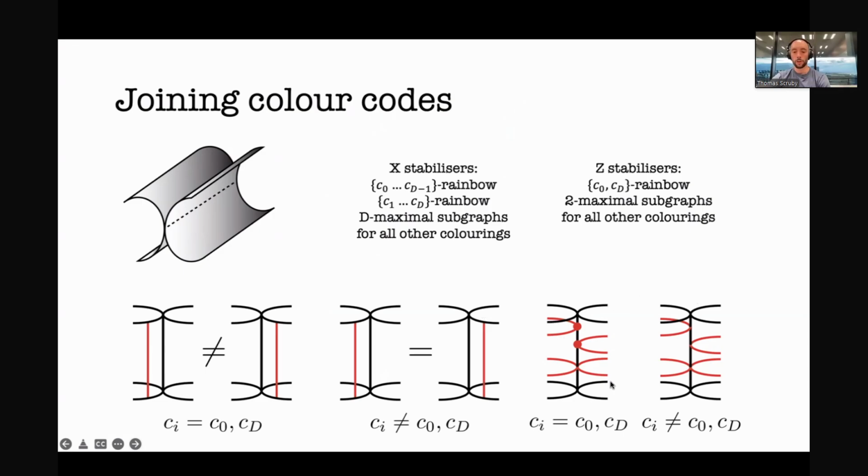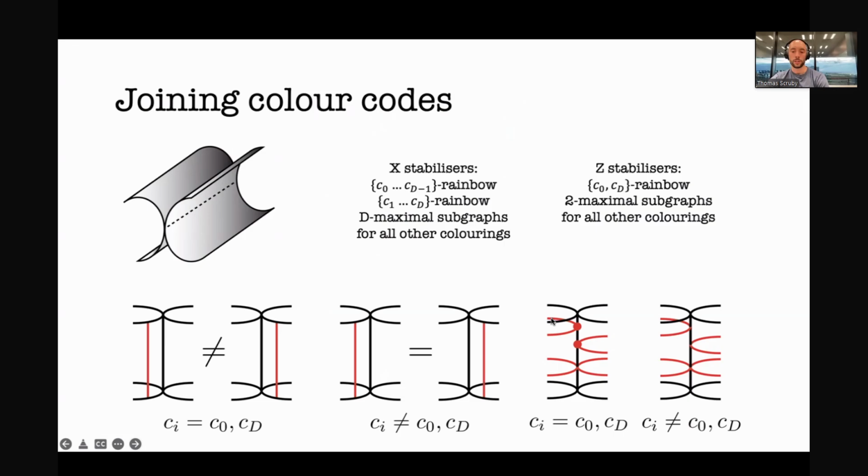And for the ones that are going perpendicular to the join, if the color is C0 or CD, then this thing was originally a logical operator of the left torus before you glued it. But when you glue it, it will be detected by some stabilizer that lives here on the seam. The same goes for this one. But the product of them, these will cancel. So this will still be a logical operator of the whole thing, but these individual ones are not.